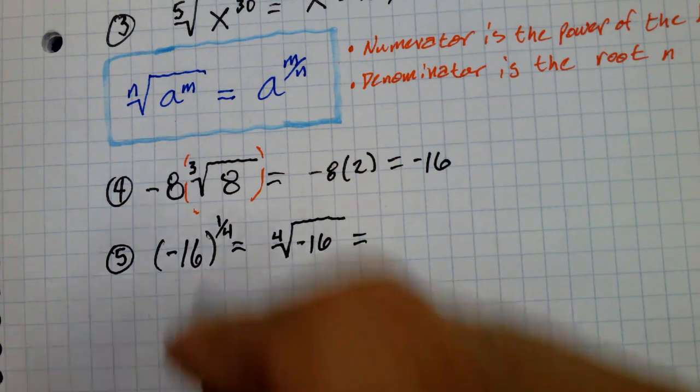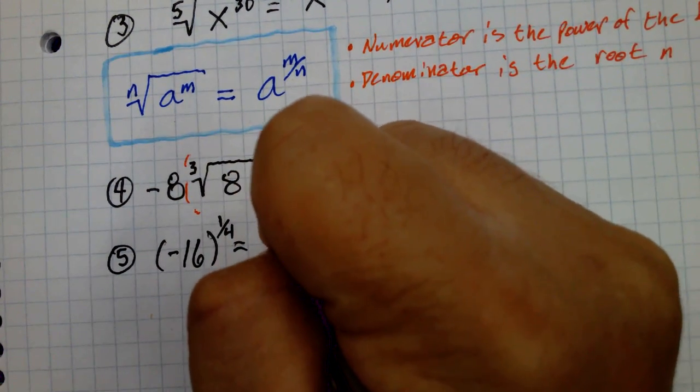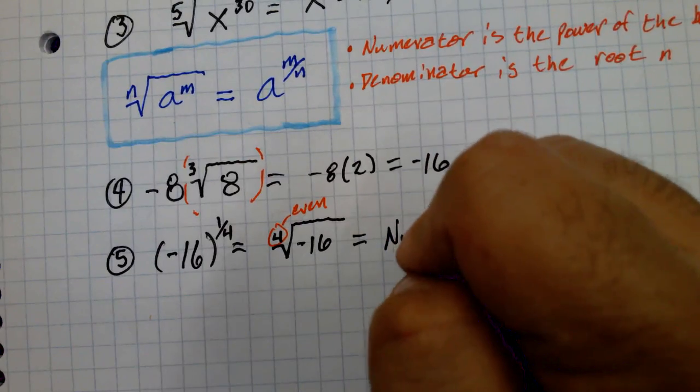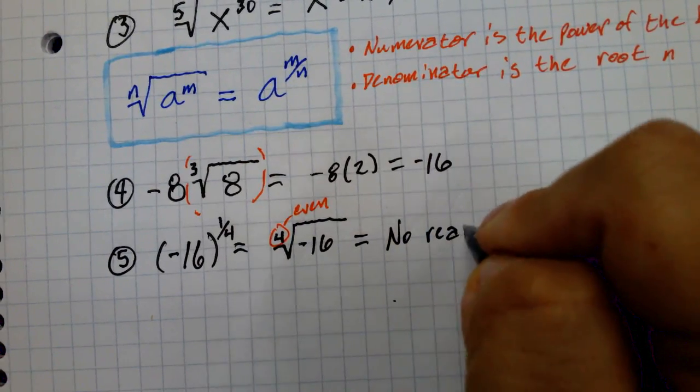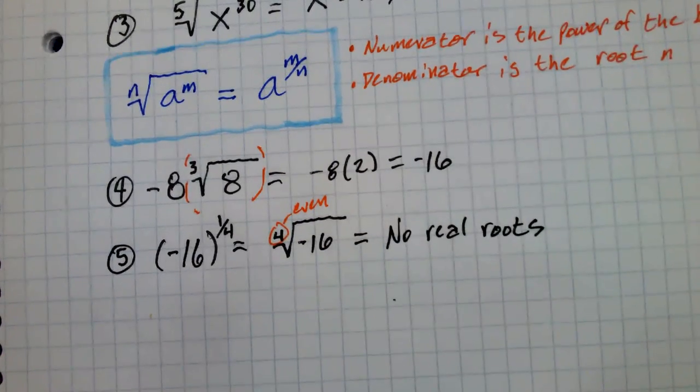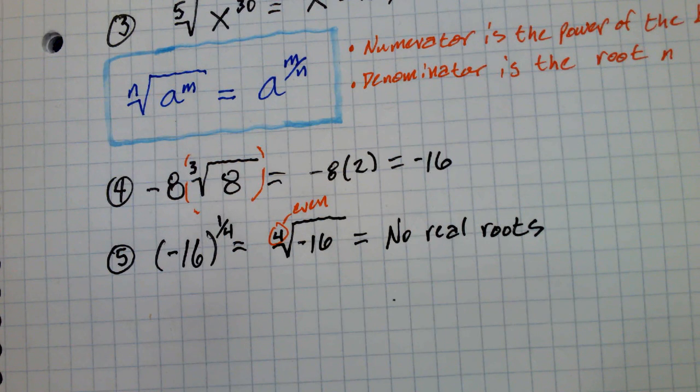Even. So you could say undefined, no real roots. At this point, I think it's better for us to write no real roots. It's defined as something, but it's an imaginary number. So we won't deal with it too much yet. Okay? Again. All right.